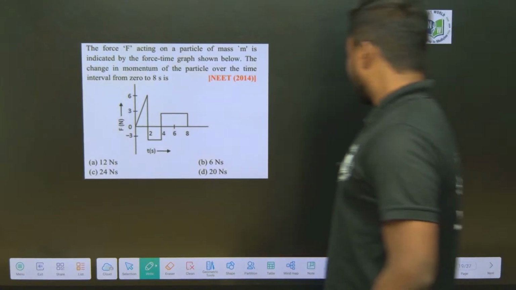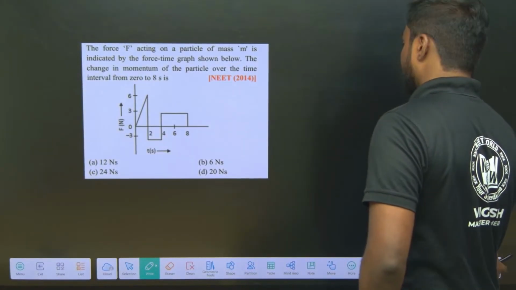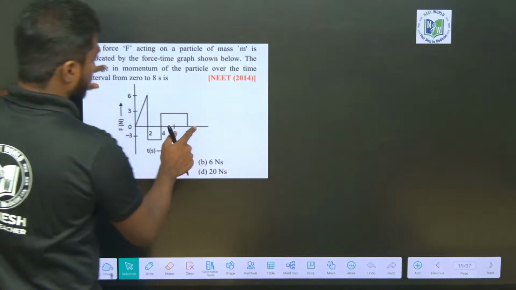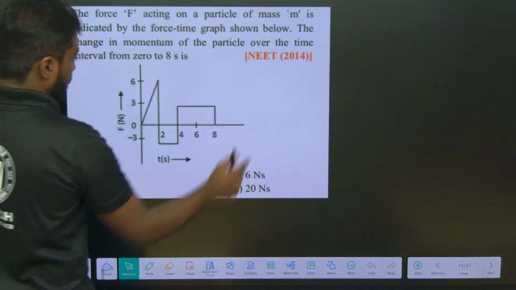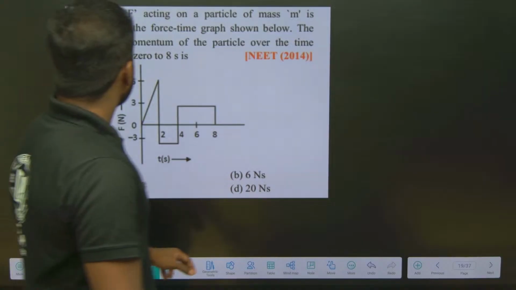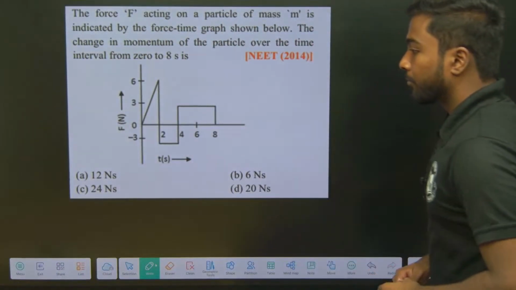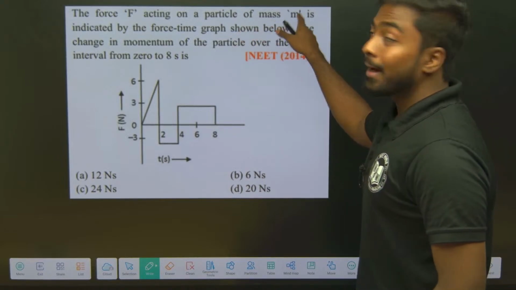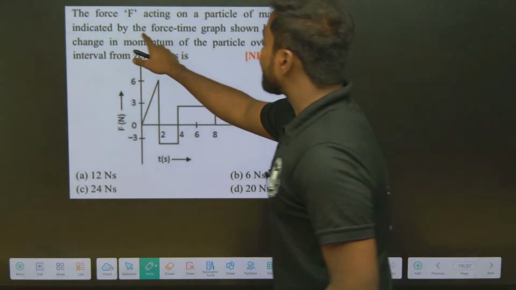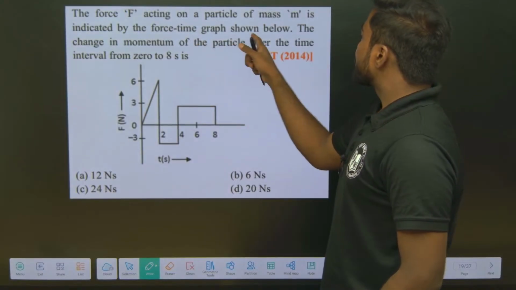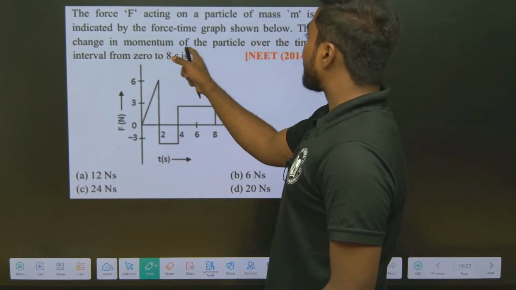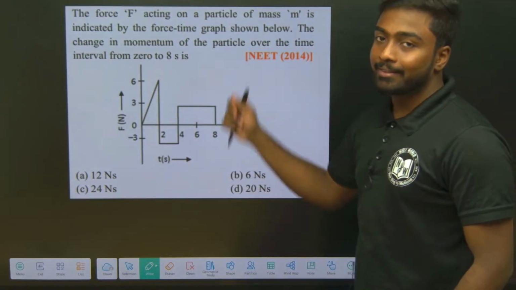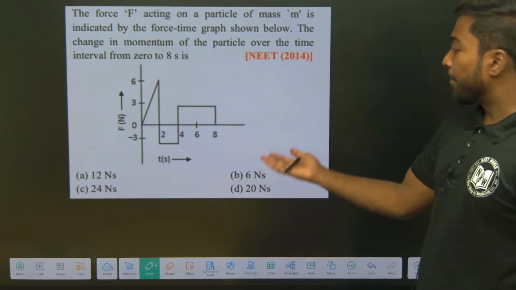Right, there is the question. So what is the given question here? Okay, the force F acting on a particle of mass m is indicated by the force time graph shown below. The change in momentum of a particle over the time interval from 0 to 8 seconds. So impulse I need to find, right?